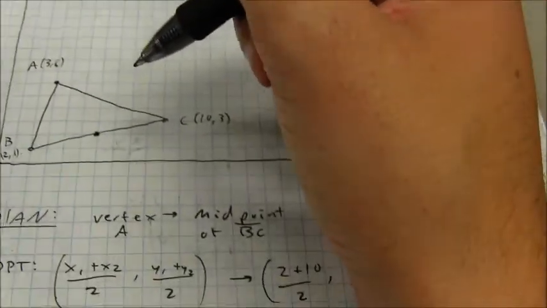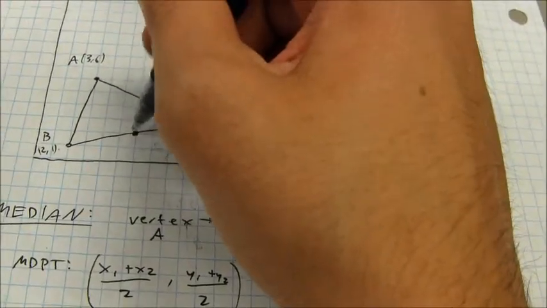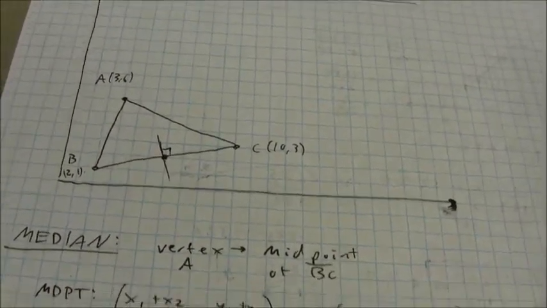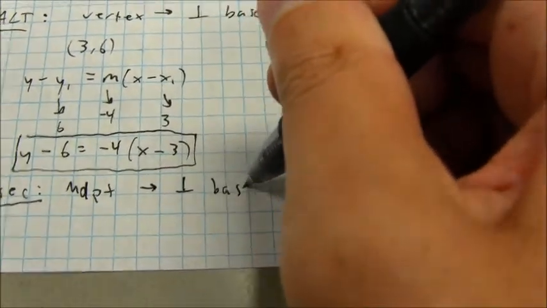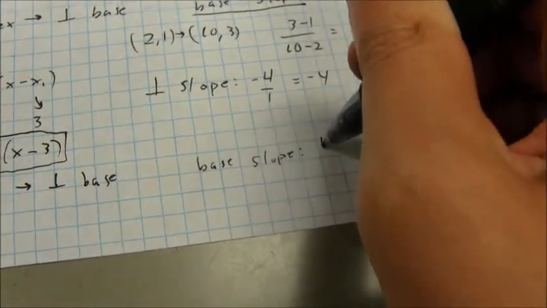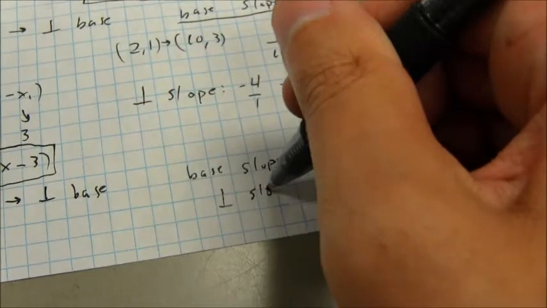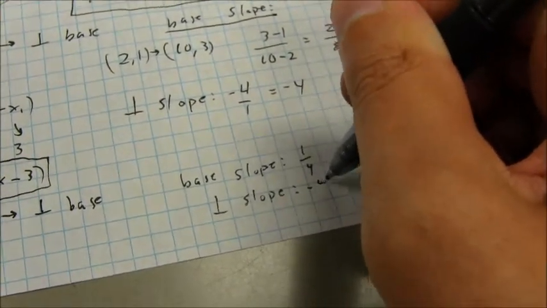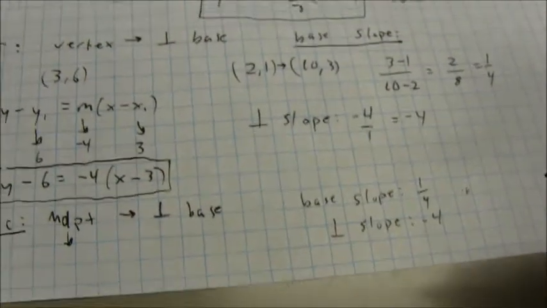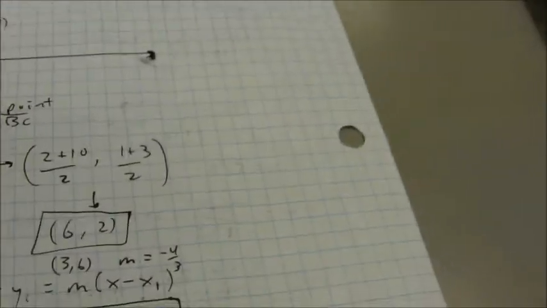Perpendicular bisector will be perpendicular to the base, and it's going to pass through the midpoint of the base. It's going to look something kind of like that. What's going to be happening in that case is, like I said, it's going to go from the midpoint perpendicular to the base. Well, I already know the base slope is 1/4, so the perpendicular slope is -4. And I already know the midpoint. The midpoint, which I found a little bit earlier, is just 6, 2.